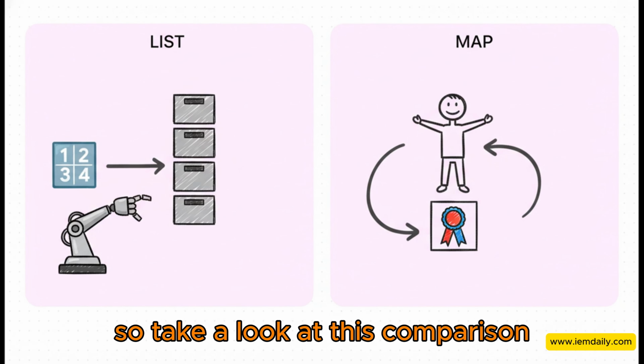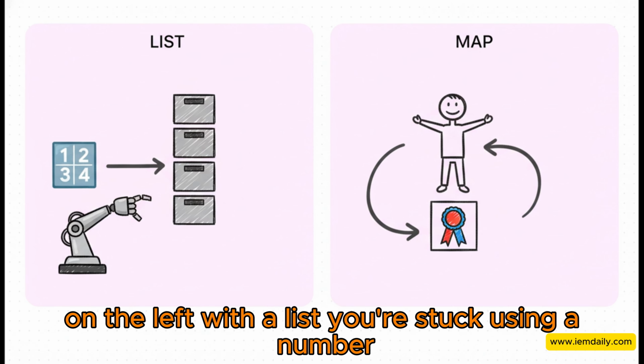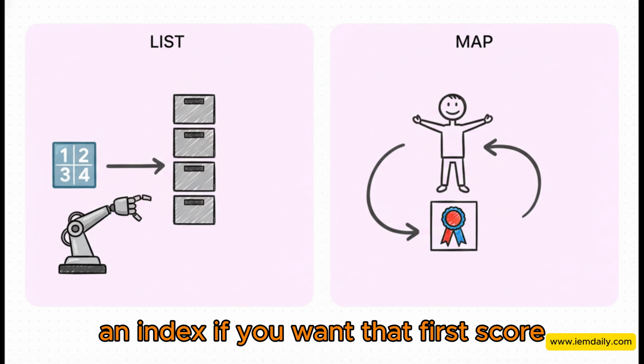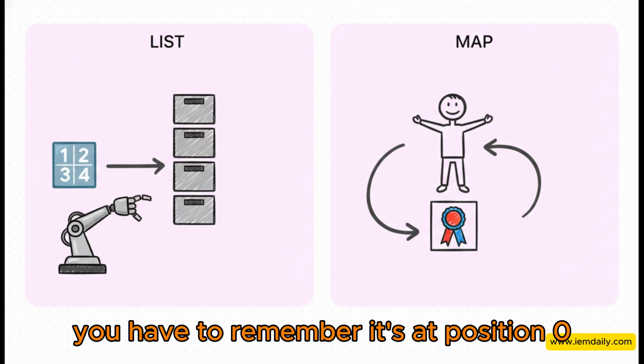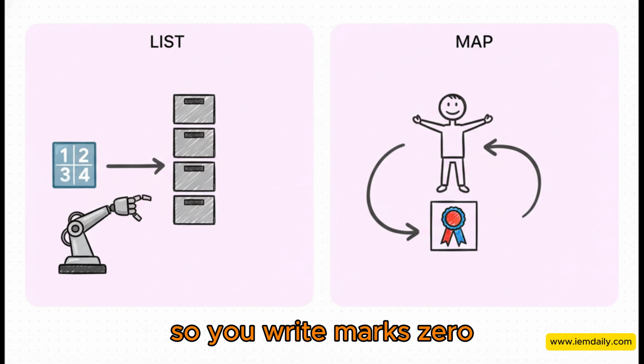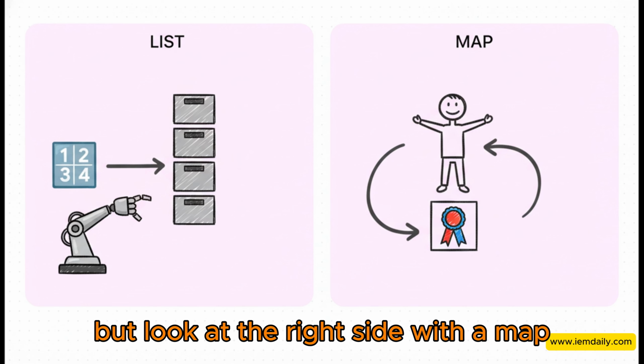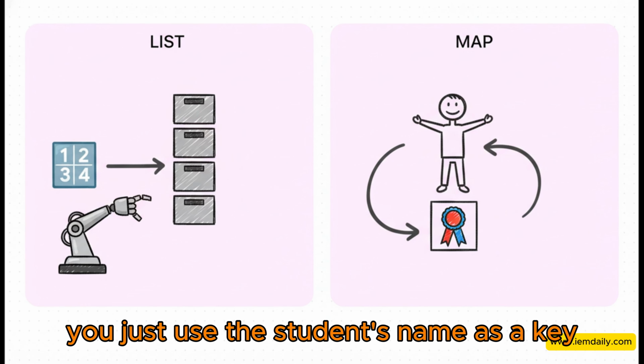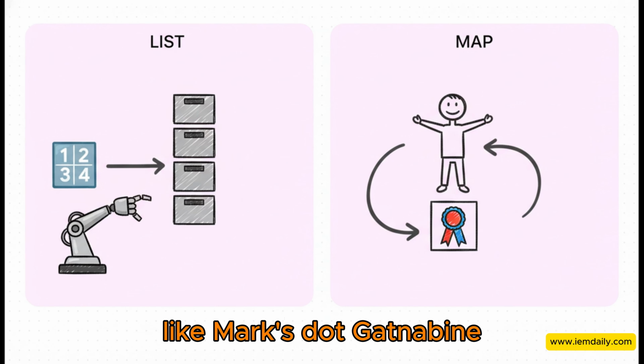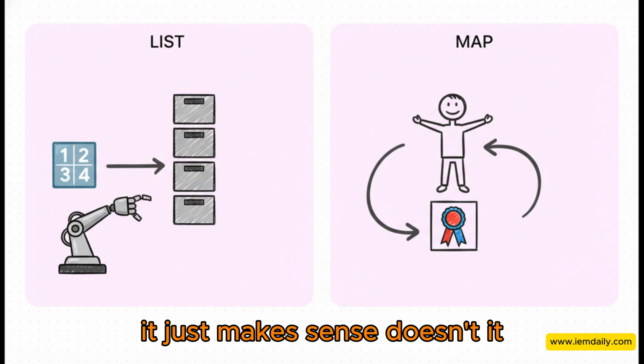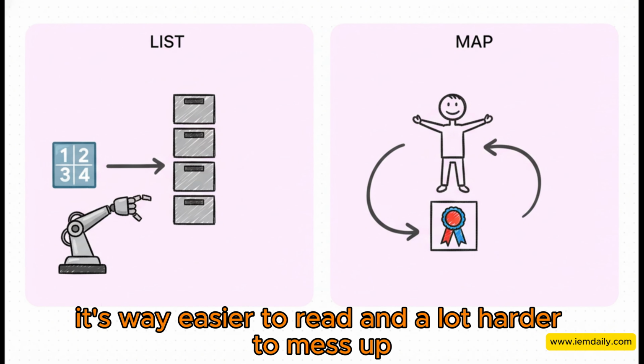So, take a look at this comparison. On the left, with a list, you're stuck using a number, an index. If you want that first score, you have to remember it's at position 0, so you write marks.get(0). But look at the right side with a map. It's so much more intuitive. You just use the student's name as a key, like marks.get("Naveen"). It just makes sense, doesn't it? It's way easier to read and a lot harder to mess up.